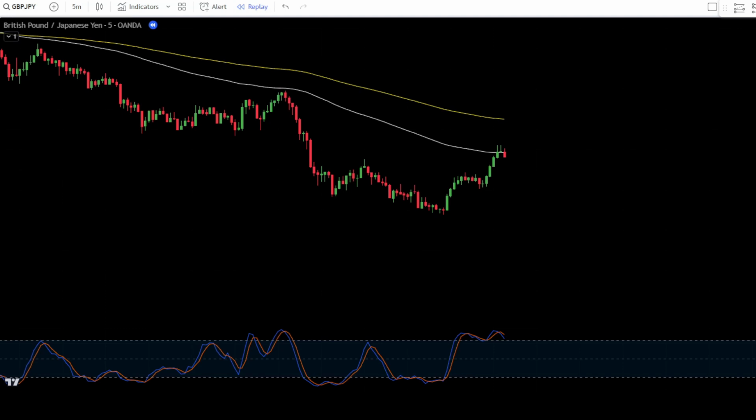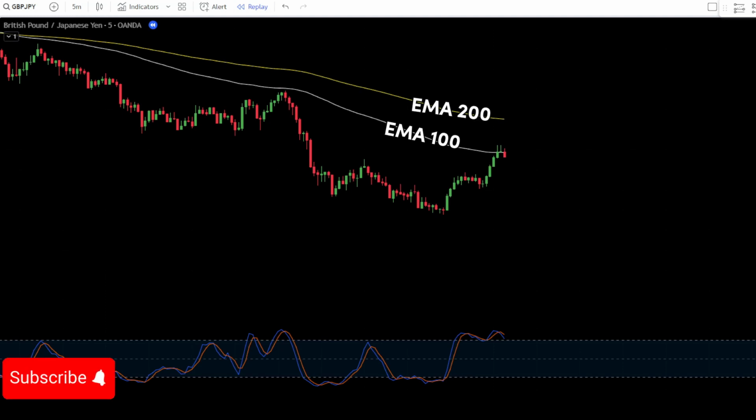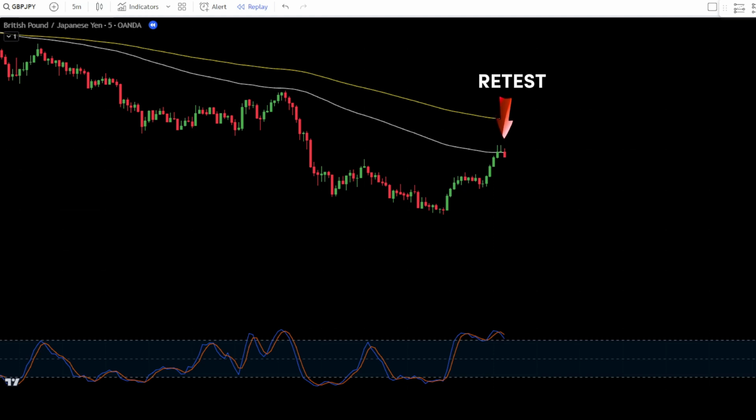How to place a sell order. If the 100 EMA crosses or is below the 200 EMA, your focus should be on finding the best points to place sell orders. Wait for the price candlestick to retest the 100 EMA area. However, ensure that during the retest, the price candlestick does not cross or close above the 200 EMA. If the price candlestick crosses or closes above the 200 EMA, cancel the sell setup.